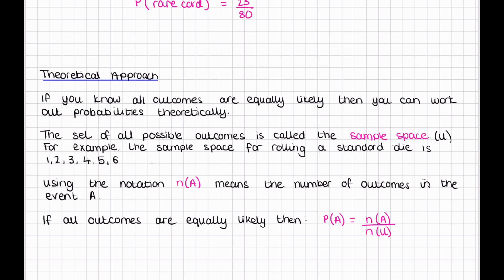The set of all possible outcomes, we call the sample space. So for example, the sample space of rolling a standard die is 1, 2, 3, 4, 5, 6, because they're all the options that are on a standard die. Now we can use the notation n in brackets A, which means the number of outcomes in the event A. And if all outcomes are equally likely, then the probability of A is equal to the number of outcomes in A divided by the number in the sample space.